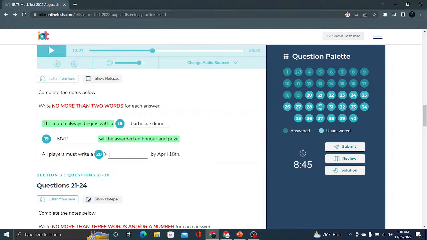Now we are going to listen for question number 20. Let's find some keywords for this question. All players must write a blah blah by April 18th.